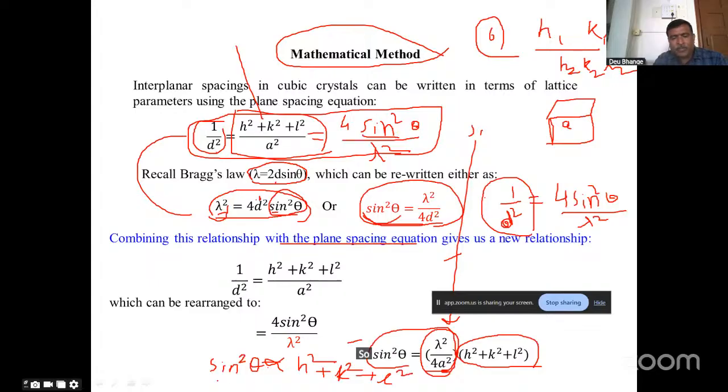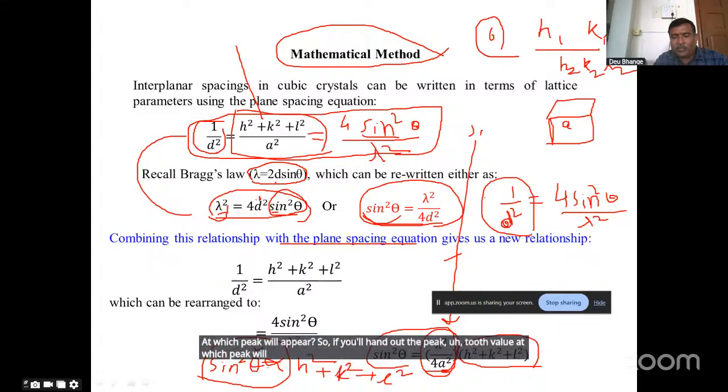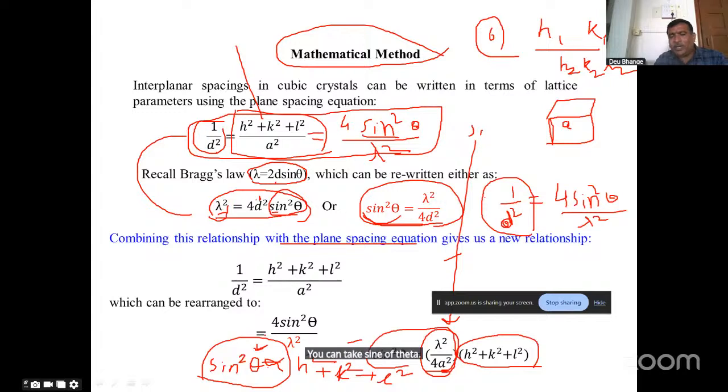So from XRD data you can get only the theta value at which a peak will appear. So if you find the peak 2 theta value at which the peak appears, and from 2 theta you get theta, you can take sine of theta, then you can square that sine theta. So that is directly proportional to the sum of h square, k square, l square.